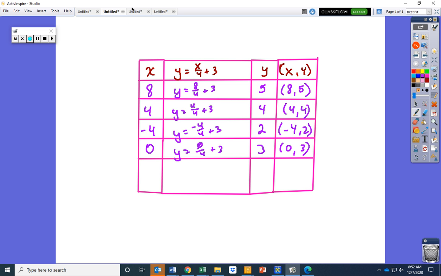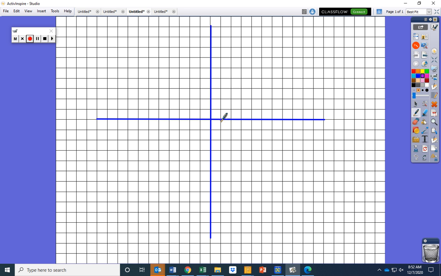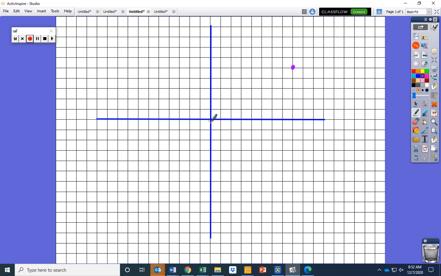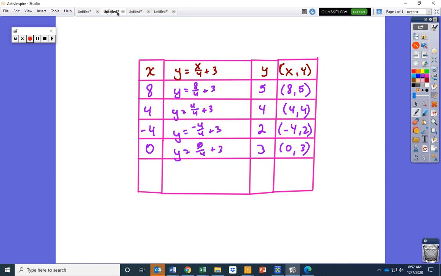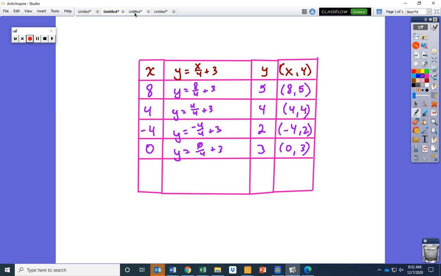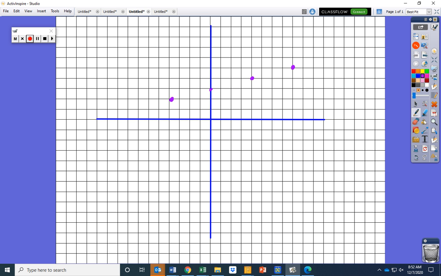8, 5 is my first one. Okay, so over 8, 1, 2, 3, 4, 5, 6, 7, 8, up 1, 2, 3, 4. Okay. Right about here. What's my second point? 4, 4. So over 1, 2, 3, 4, up 1, 2, 3, 4. What is it? Negative 4, 2. So back 4, 1, 2, 3, 4, up 2. And my last one is over 0, up 3. Over 0, up 3. Okay.